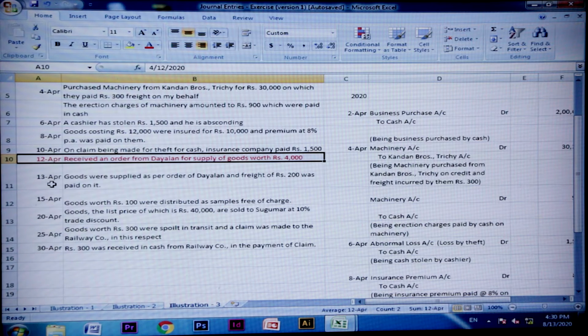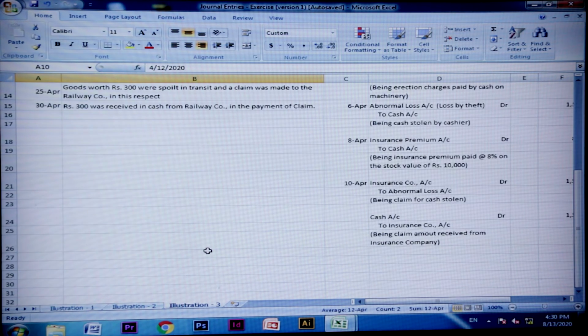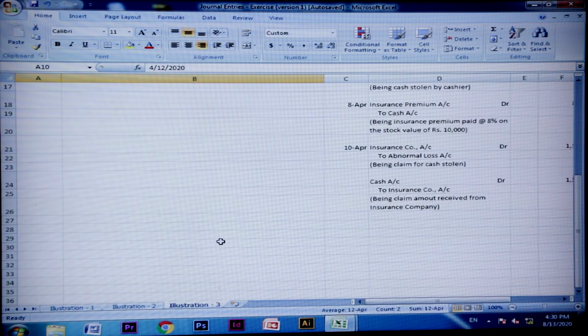Next is 13th April. Goods were supplied as per order of Dayalan and freight of rupees 200 was paid on it. Here Dayalan's order is for 4,000. Goods were supplied. When we supply the goods, it is sales. Dayalan is a receiver, so Dayalan account debit to sales account. The entry is on 13th April.